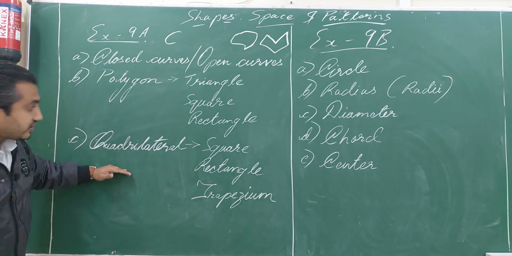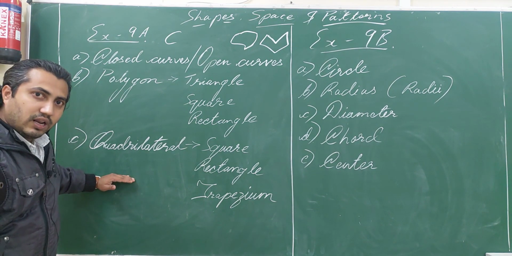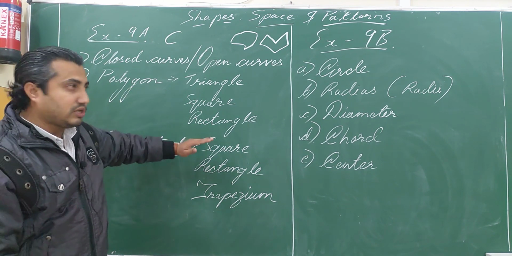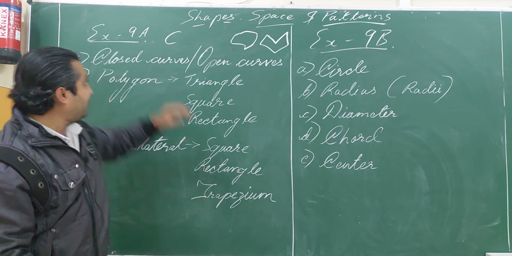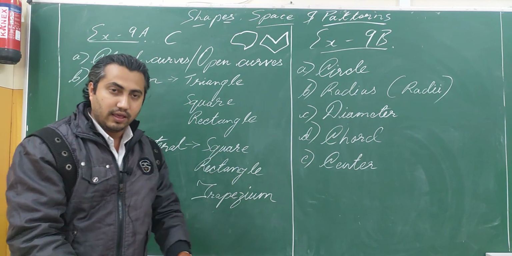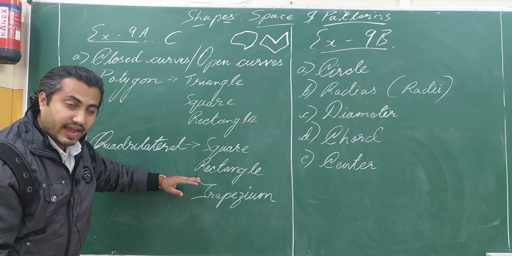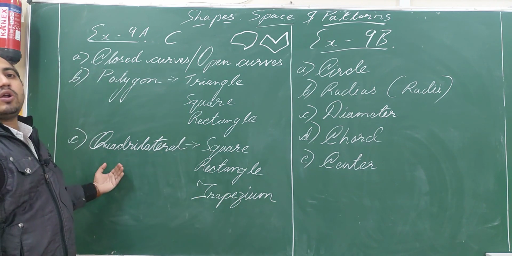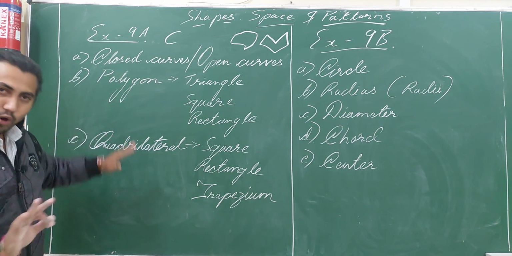Okay students. The next thing that we need to understand is quadrilateral. Quadrilateral is actually a type of polygon. Quadrilateral means a closed figure with 4 sides. Now, a closed figure with 4 sides can be a square, can be a rectangle, can be a trapezium. All these together are called quadrilaterals. So quadrilateral is a polygon.